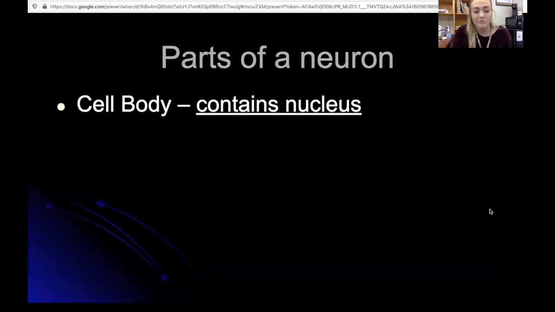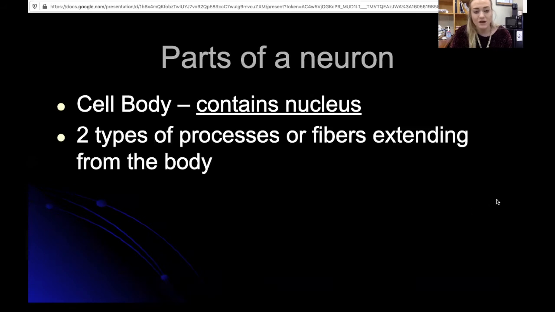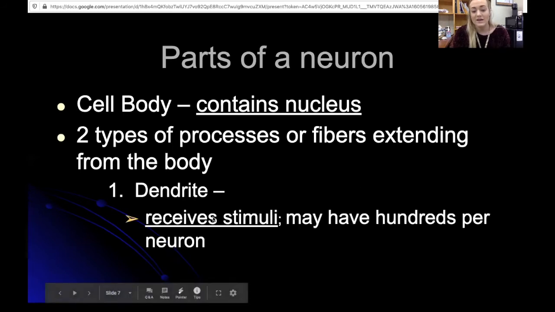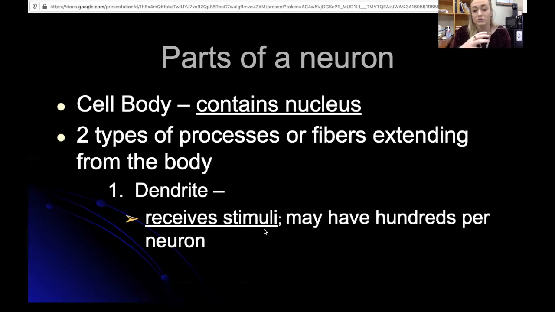All right, so speaking of parts of a neuron, like we just said, cell body. The cell body is going to contain the nucleus. That's just its main function, to be the body and to contain that nucleus. We have two types of processes, or different types of fibers, that are going to be extending from the cell body. Like we saw those little branching pieces, that's what is meant by processes. So one is a dendrite. A dendrite is a type of process that's going to receive stimuli. That's the biggest part of that.